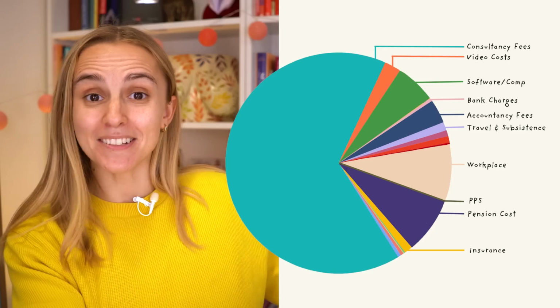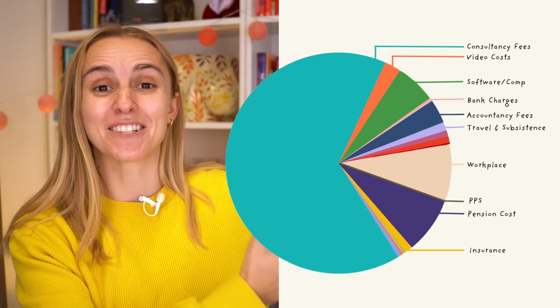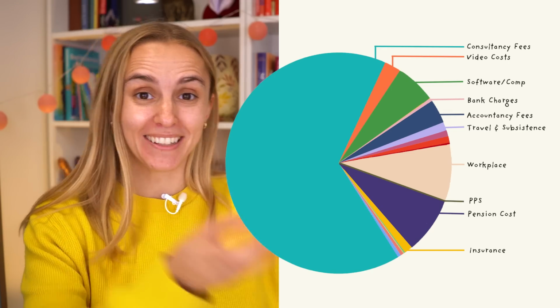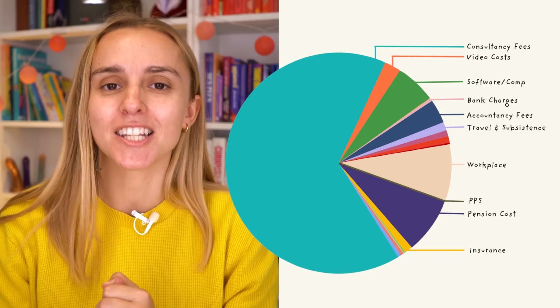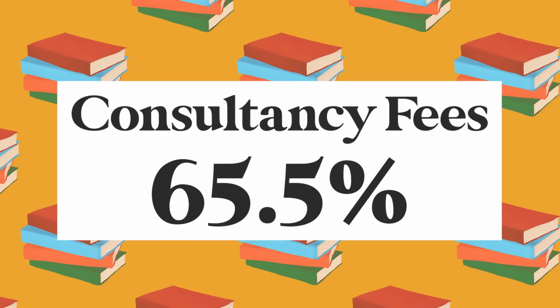So let's go. Here is the pie chart. This is what it looks like. Now let's dive into it. So that massive, massive chunk, 65.5%. This is consultancy fees. That's what my accountants have called it. It's basically the people that I work with. It's my team. I think it's called consultancy fees because everyone is freelance and works part-time, so they're not technically employees, but yes, this is all of the money that I give to people for doing services for me.